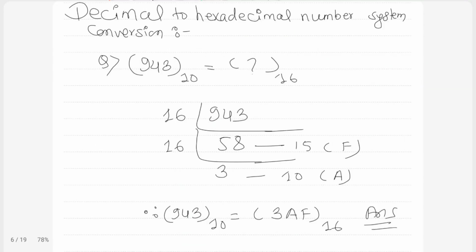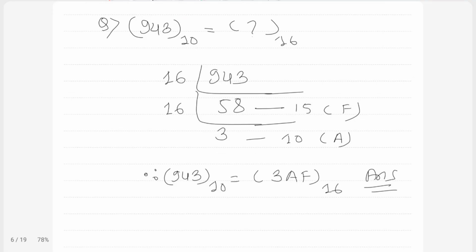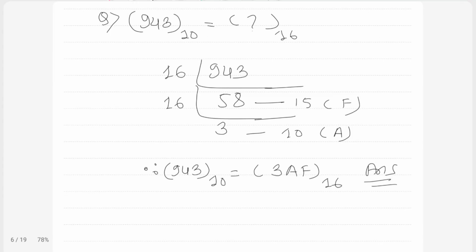So we have 943 base 10 equals to what? First of all, divide by 16. The remainder is 15, which means F. So 943 base 10 equals 3AF, the hexadecimal version of 943.